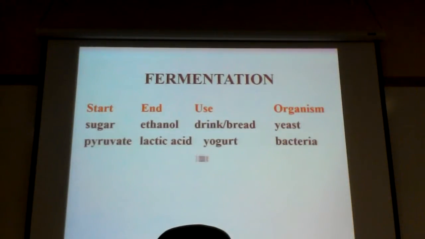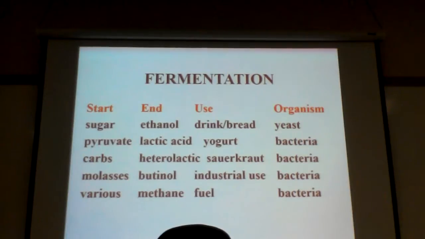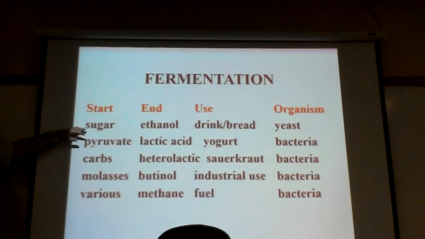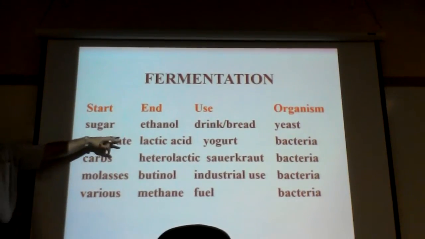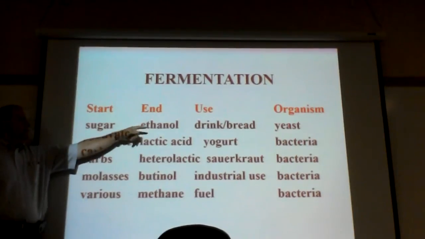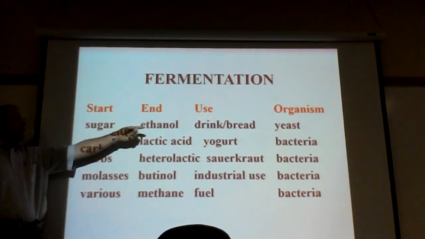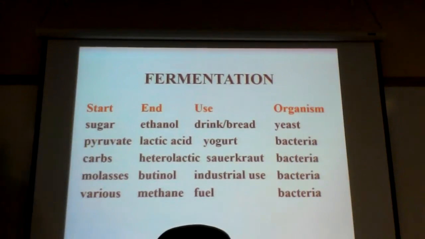All right, here we just have some examples. It's not a lot of them. But we can actually make different products. The good thing is these first two, you already know about now. If we're doing ethanol, notice how this is how we call it. Ethanol fermentation starts with sugar, ends with ethanol. We use it to make drink, we use it to make bread. Yeast is the organism that does that.